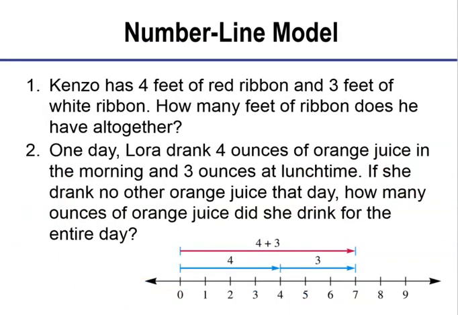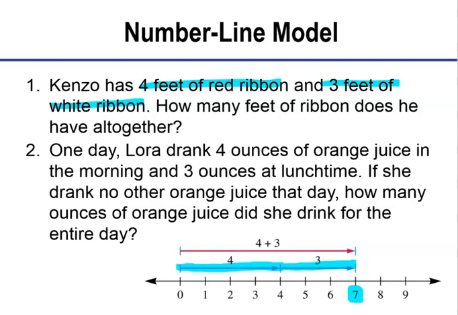Now let's talk about the number line model. Let's just say that Kenzo has 4 feet of red ribbon and 3 feet of white ribbon. How many feet of ribbon does he have altogether? So if you come down on your number line and you have 4 feet of red ribbon plus 3 feet of white ribbon, you see if you stack those up, addition on the number line, and on the number line addition means move to the right, then you're going to have 7 feet. And you see that right there on the number line. 4 plus 3 is equal to 7.